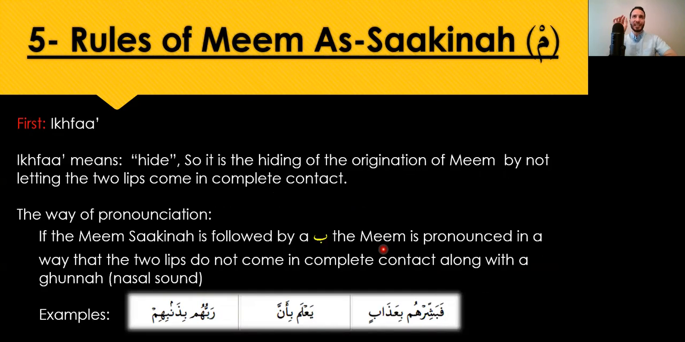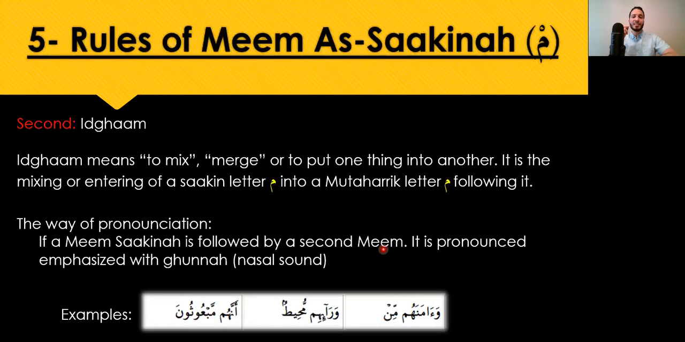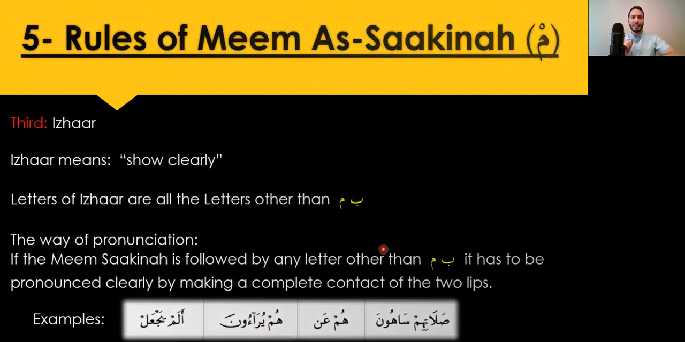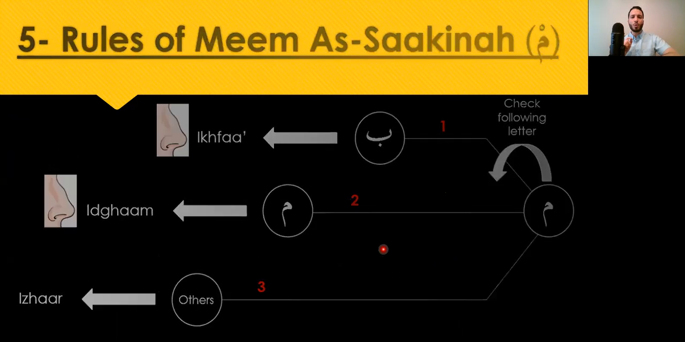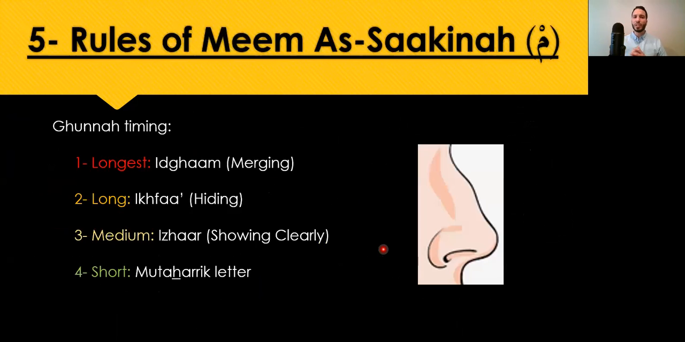So salatihim, fabashirhum bi'adab. So bashirhum is longer, and then the longest is وآمنهم من خوف. So these are the 4 timings for the ghunna.